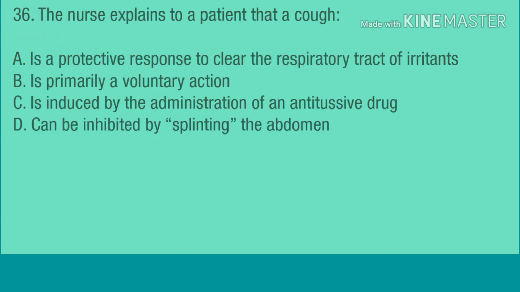Question 36. The nurse explains to a patient that a cough: A. is a protective response to clear the respiratory tract of irritants. B. Is primarily a voluntary action. C. Is induced by the administration of an antitussive drug. D. Can be inhibited by splinting the abdomen.